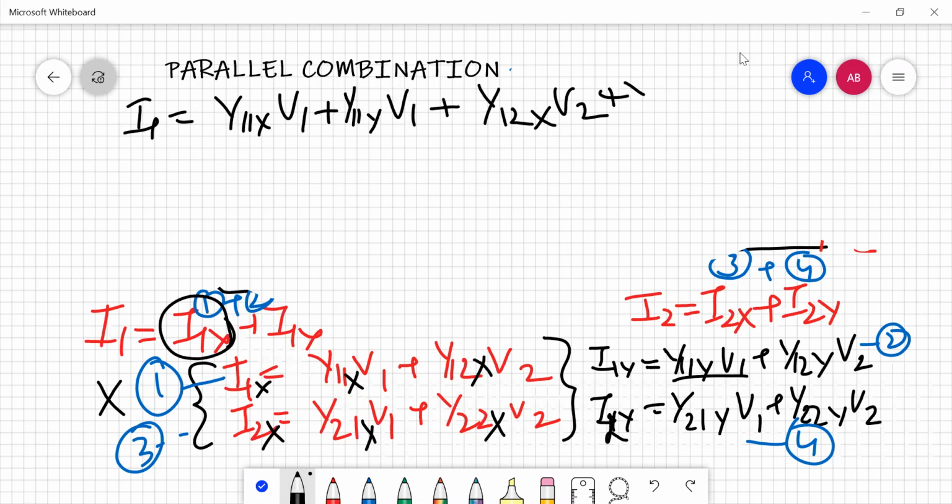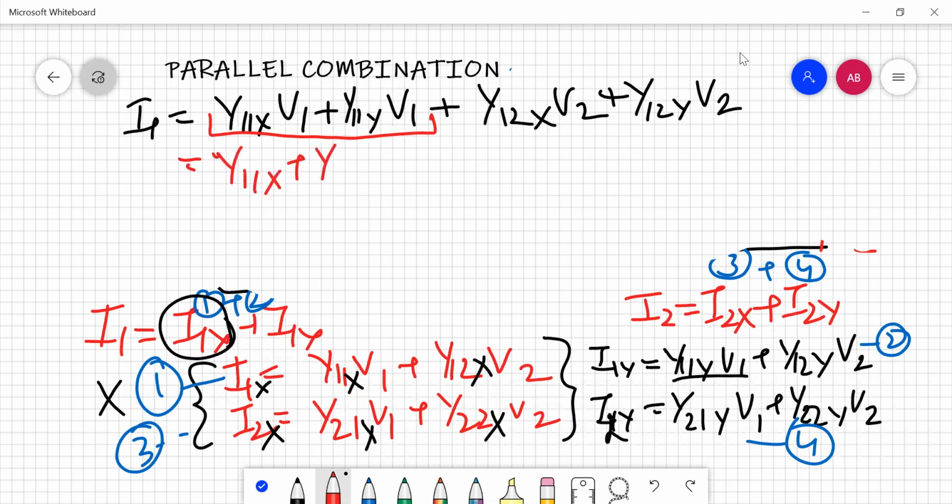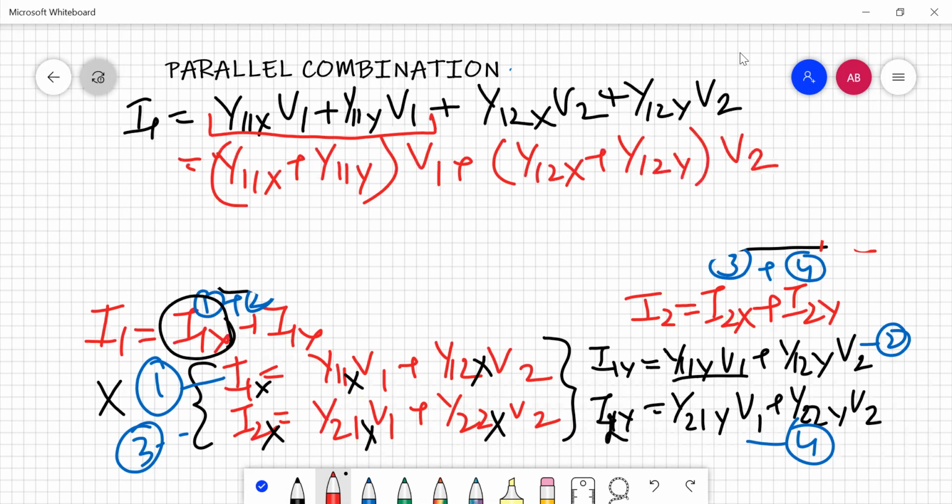And the last term. So from here, you can see that we can combine these and we are going to get the admittance parameters of X and Y networks. Similarly, the admittance parameters of X and Y networks multiplied by V2. But this equation is for our admittance parameters complete. And so that means the total admittance parameters will be the combination, the addition of X and Y admittance parameters.